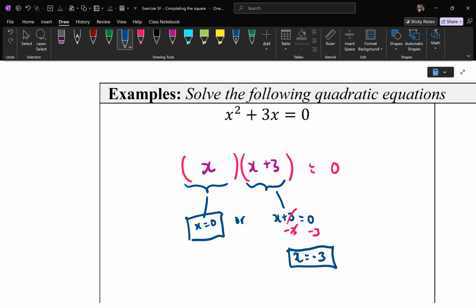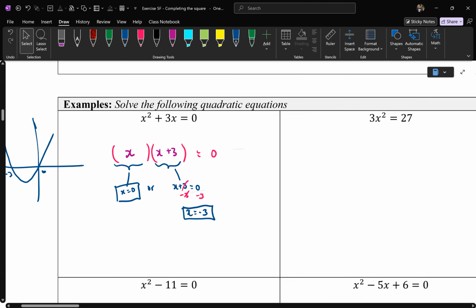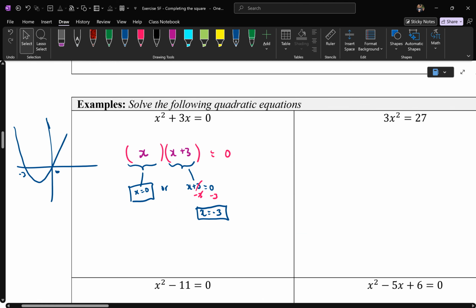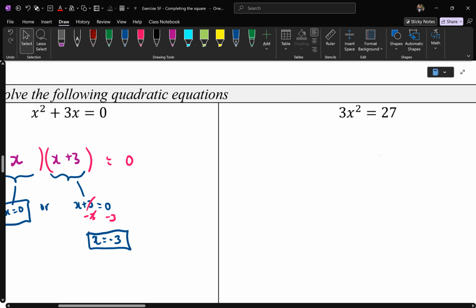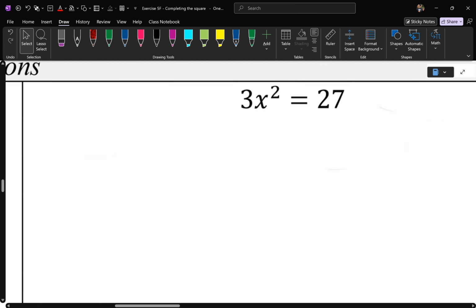So you've got 2 possible answers. And if you sketch it on Desmos, you'll see this graph will touch the x-axis at 0 and negative 3. Okay, so if you sketched it, it would actually look something like that: 0, negative 3. Okay, let's try another one. What about 3x squared equals 27? Again, there's 2 ways to solve this problem. Let's try this one.